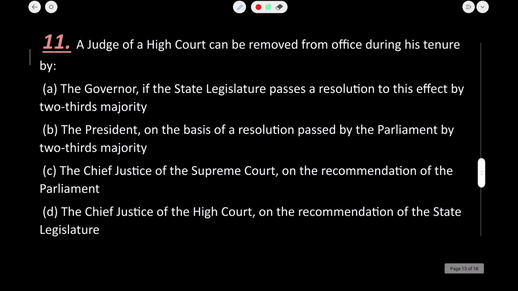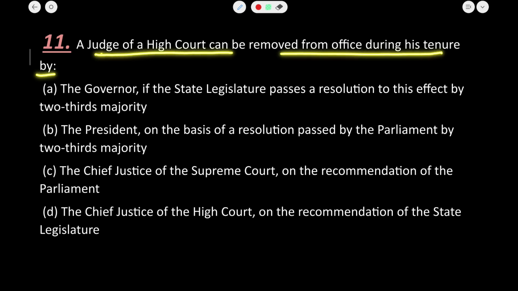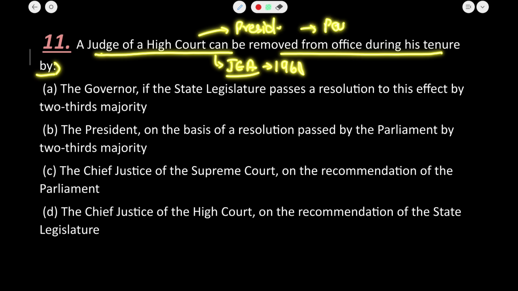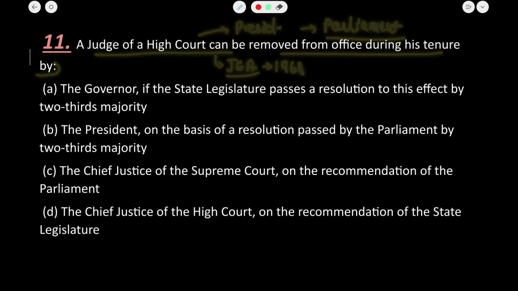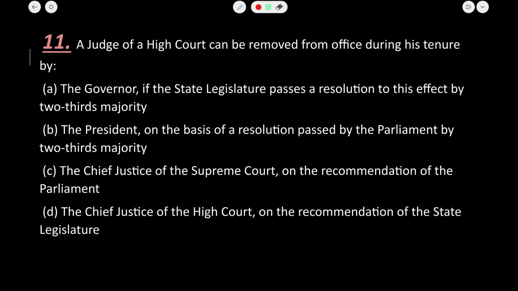Let's now see question number 11. A judge of a High Court can be removed during his tenure by. Now I already told you there is a Judges Inquiry Act of 1968. The High Court judge can be removed by the President on the recommendation of the Parliament, and the process is defined in the Judges Inquiry Act. So let us see which option suits here correctly.